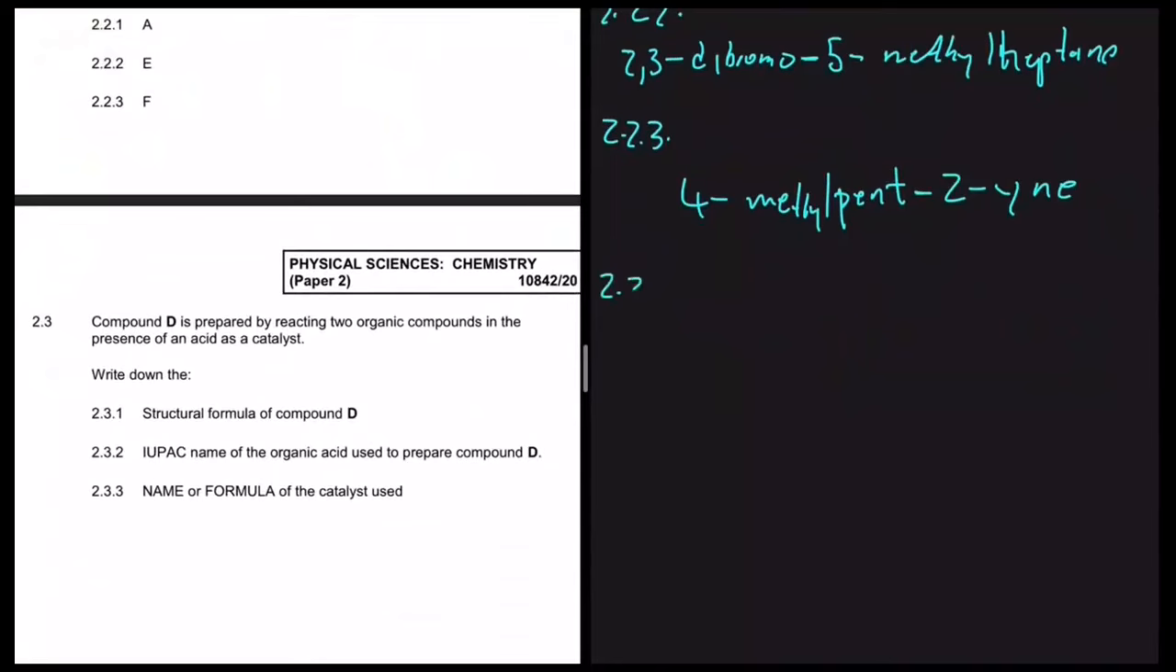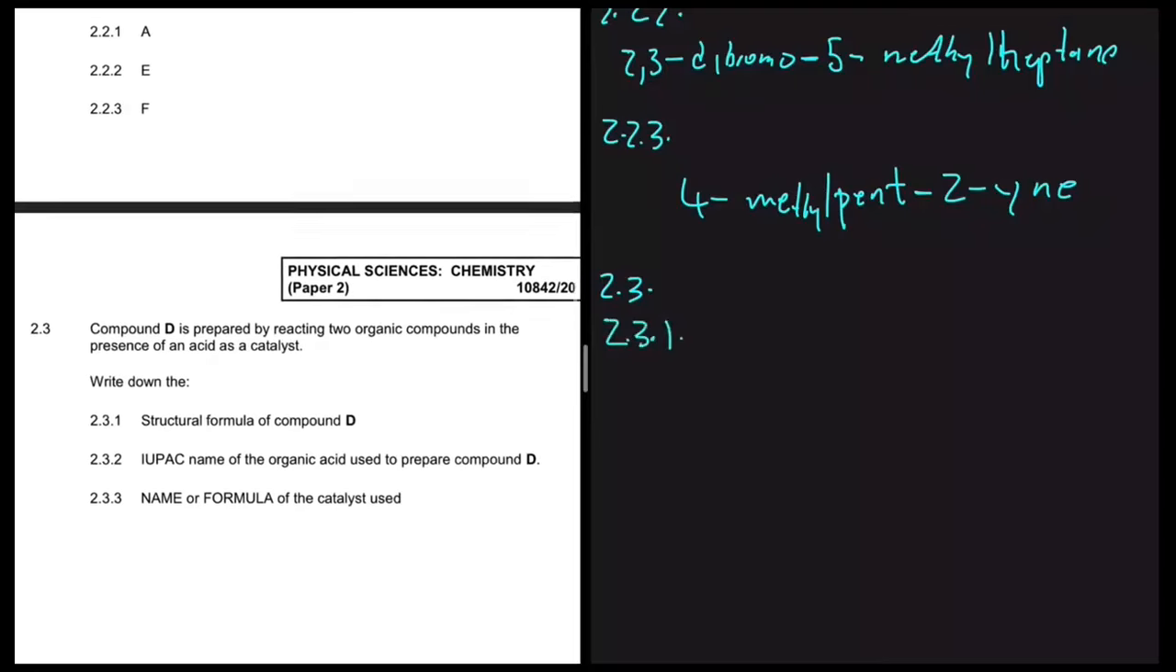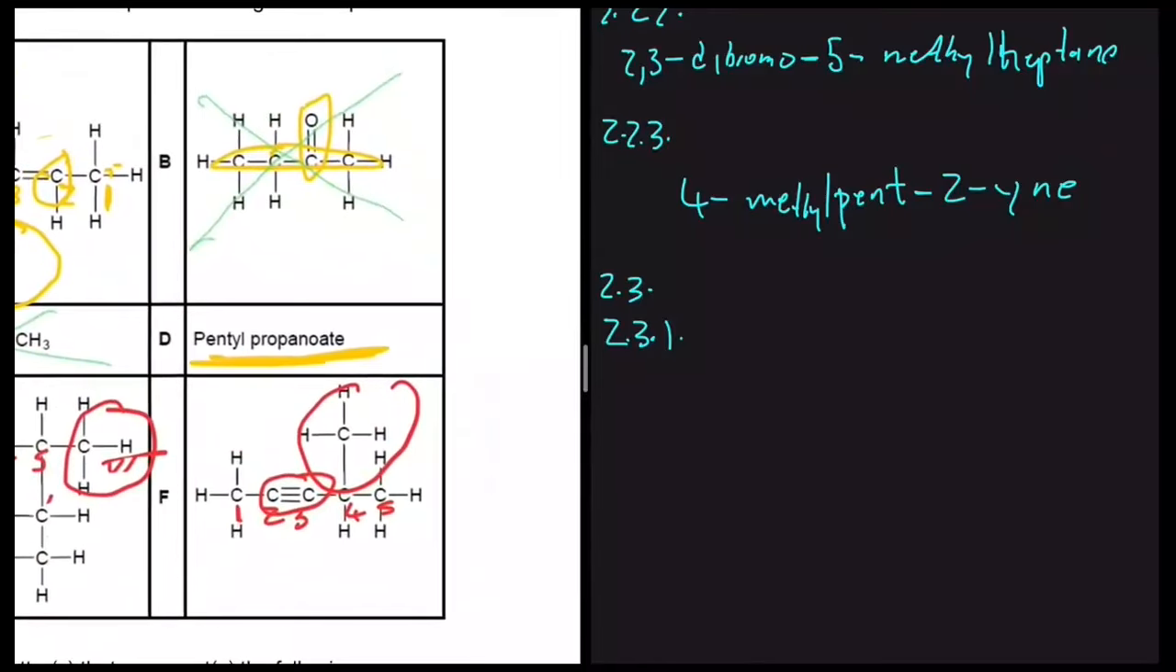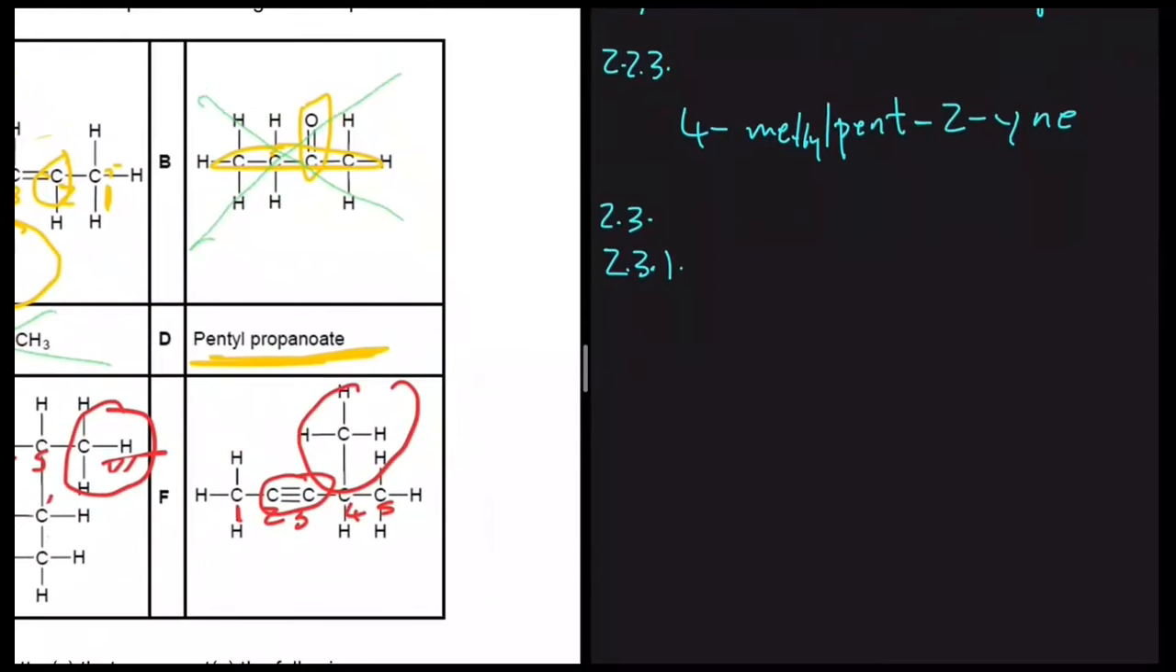Now let's do 2.3. So 2.3 says that compound D is prepared by reacting 2 organic compounds in the presence of an acid as a catalyst. And then 2.3.1, let's write down the structural formula of compound D. So let's go and look at compound D. Compound D is pentyl propanoate, right? We know that if it ends with propanoate, it's an ester, right? One thing about an ester, the first part of the name is the alcohol, and the last part of the name is the acid.